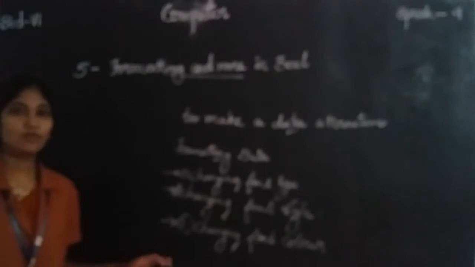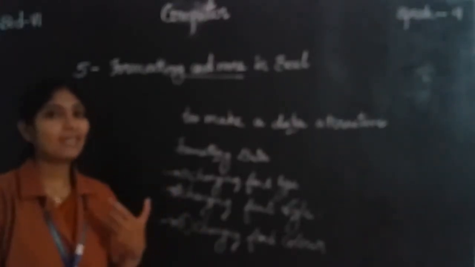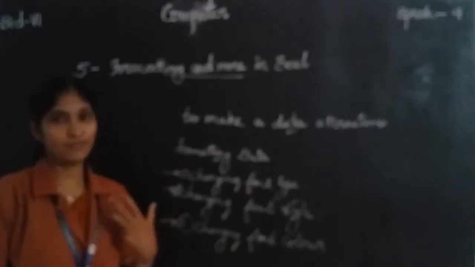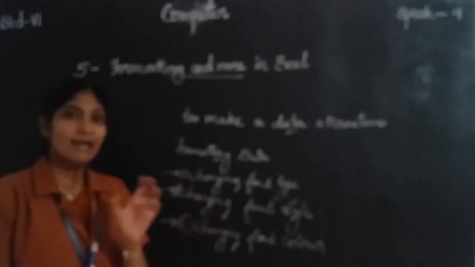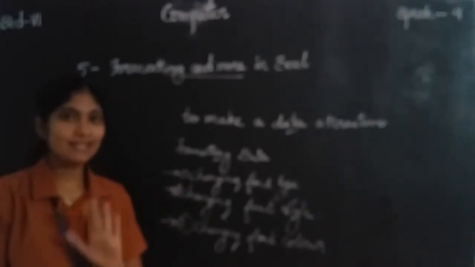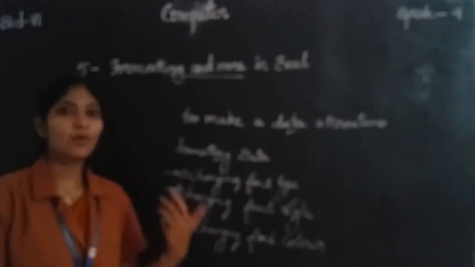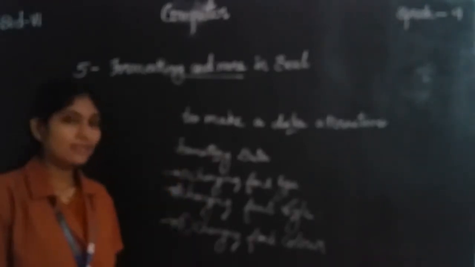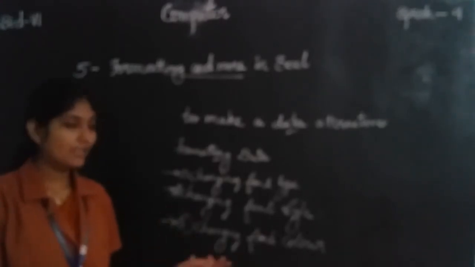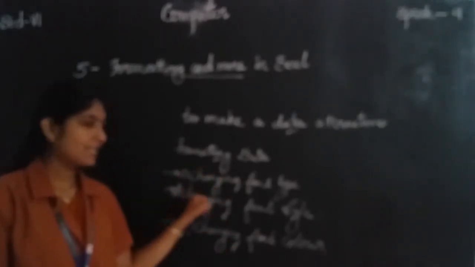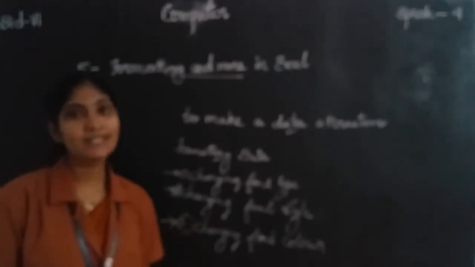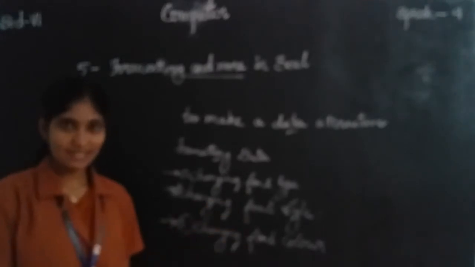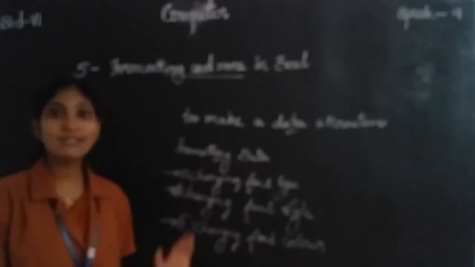Once again, formatting means to make a word attractive and beautiful, that is, to make a text or data look more beautiful in a standard way. So how do we format data? By these three steps: we can change the font type, the font style and the font color. One by one we can discuss. Let's start with the first one, changing font type.